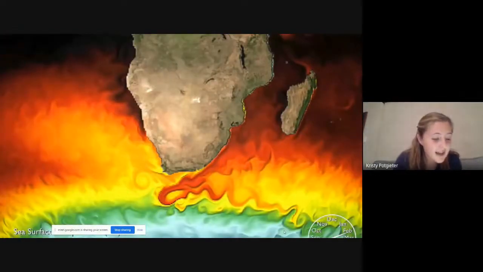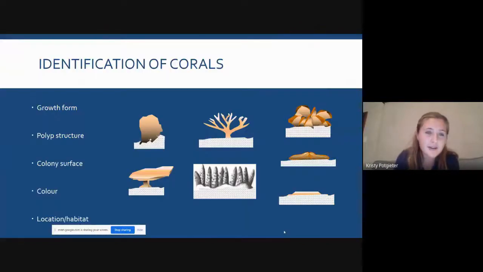So we also have the warm Agulhas current that flows down the east coast of South Africa. And this is why we are able to have such beautiful tropical coral reefs growing so far south here where we are. So we really are very, very lucky.